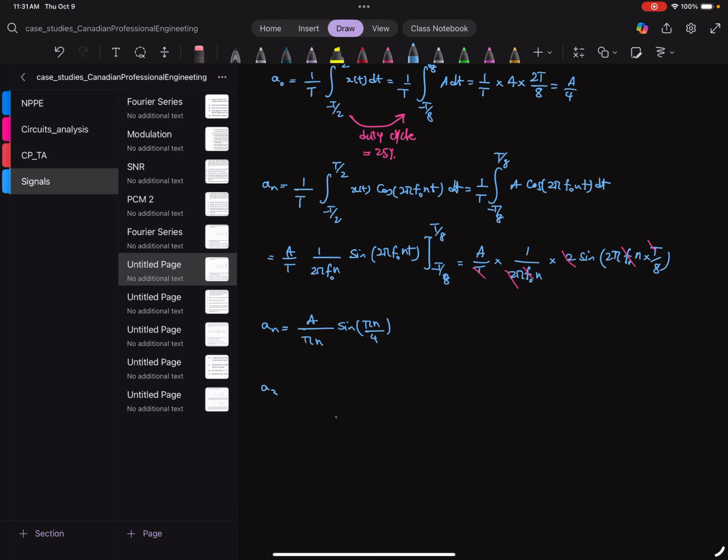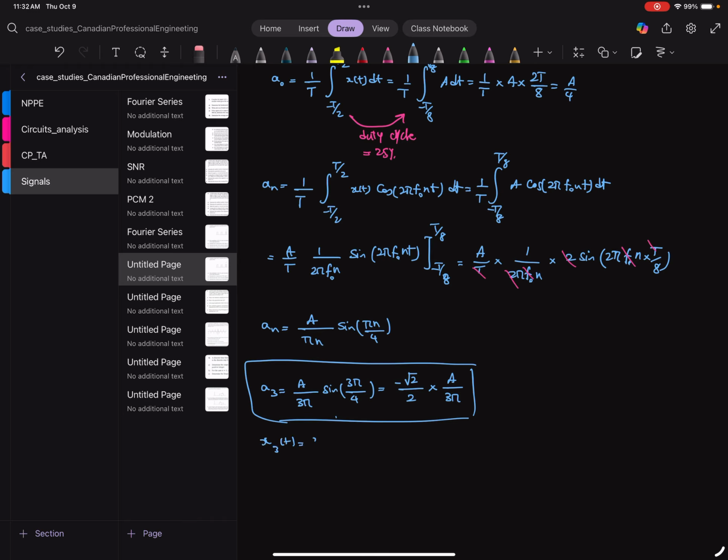Okay, so in case of A3, we would have the third harmonic to be a over 3 pi sine of 3 pi over 4, or minus square root of 2 over 2 times a over 3 pi. This is the value of the third harmonic. The third harmonic of xt is going to be a3 multiplied by cosine 2 pi f0 t 3, which is going to be minus a over 6 pi cosine 6 pi f0 t.